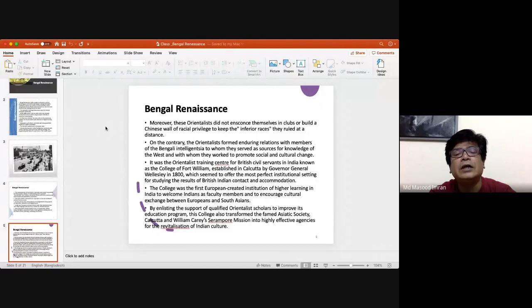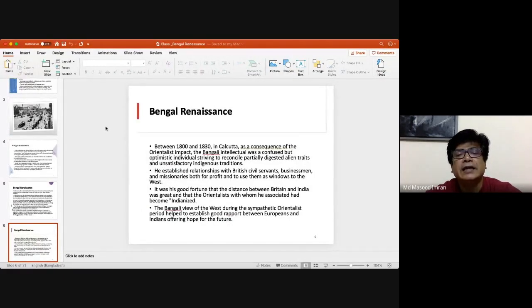Between 1800 and 1830 in Calcutta, as a consequence of the Orientalist impact, the Bengali intellectual was a confused but optimistic individual striving to reconcile partially digested alien traits and unsatisfactory indigenous traditions. He established relationships with British civil servants, businessmen, and missionaries, both for profit and to use them as windows to the West. It was his good fortune that the distance between Britain and India was great and that the Orientalists with whom he associated had become Indianized. The Bengali view of the West during the sympathetic Orientalist period helped to establish good rapport between Europeans and Indians, offering hope for the future.